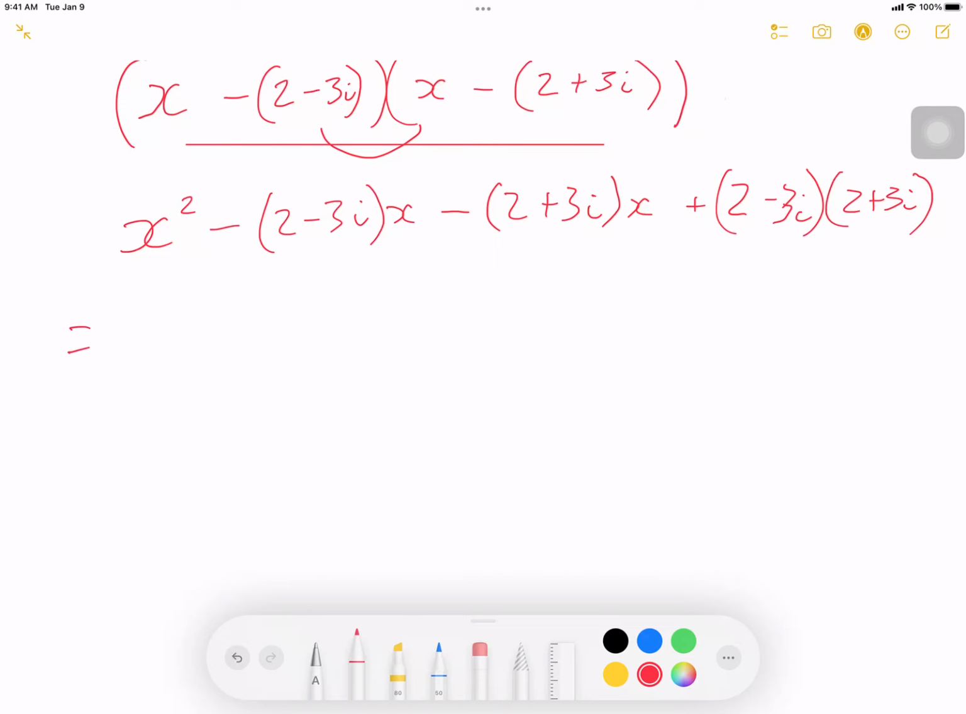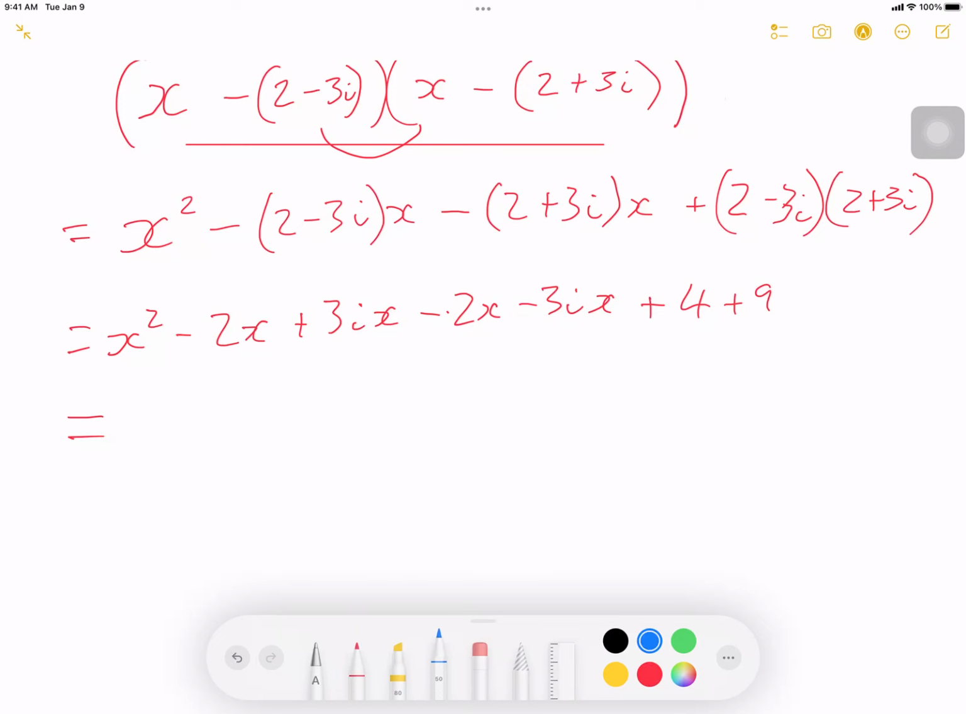Now, what am I going to have here? I've got x squared minus 2x's plus 3ix's minus another 2x's, and then minus 3ix's. I'm noticing some cancelling I can do there. And then at the end here, if you've not watched my last video, this step may confuse you a little, but basically I can go 2 squared plus 3 squared. That's going to go on the end there.